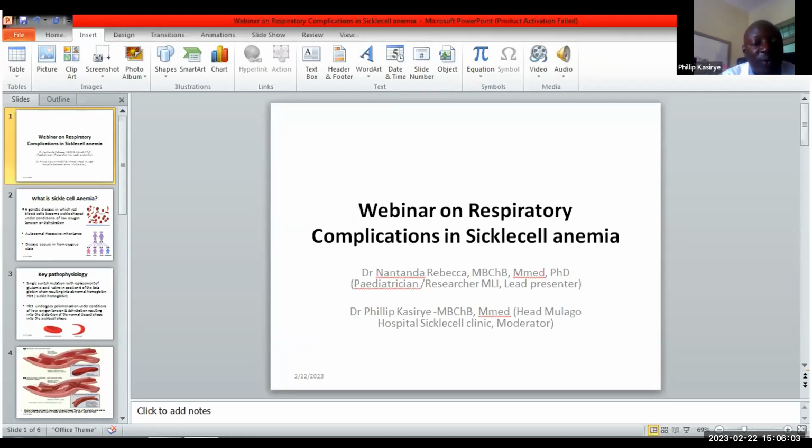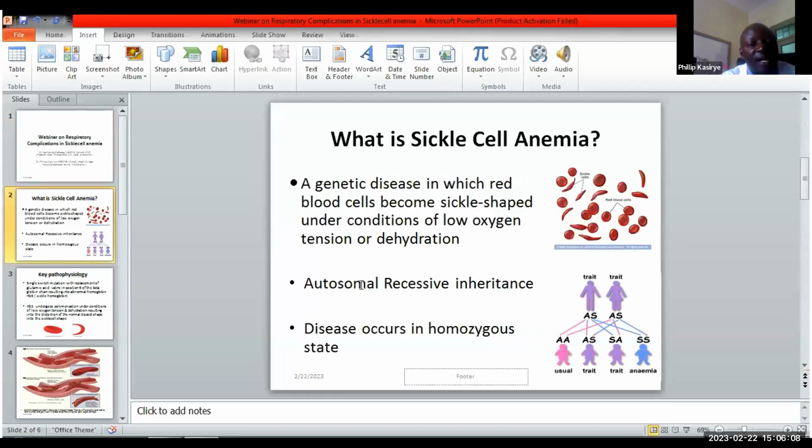So by way of introducing the subject, I just wish to refer you to the slides that are being broadcasted across. Sickle cell is a genetic disease in which the blood cells become sickle-shaped under certain conditions, especially low oxygen tension and/or dehydration. It's autosomal recessive in terms of inheritance, and the disease manifests phenotypically in the homozygous state.